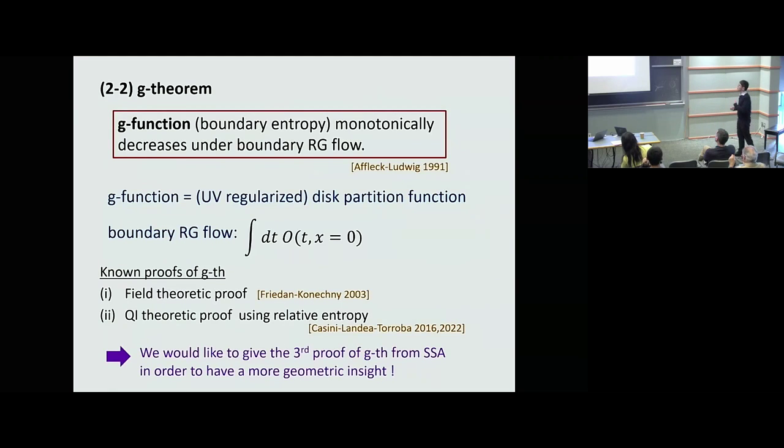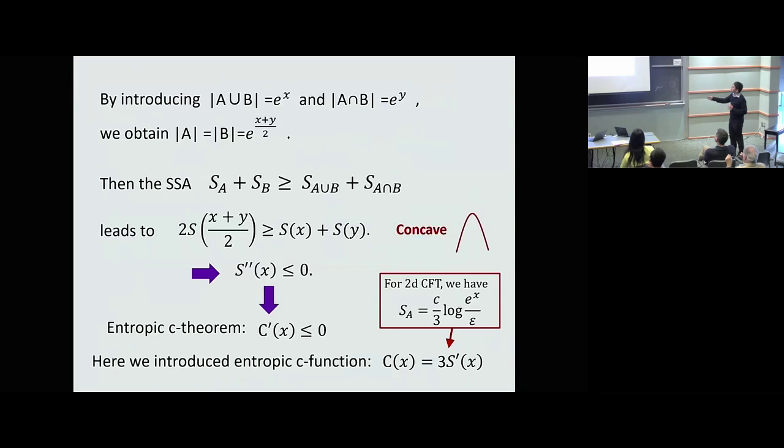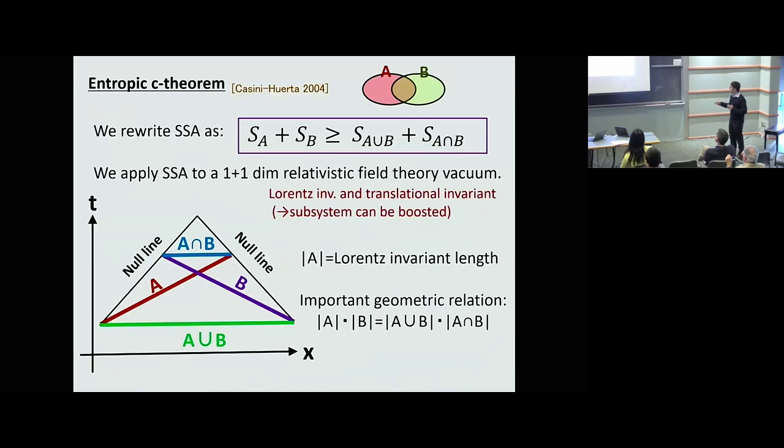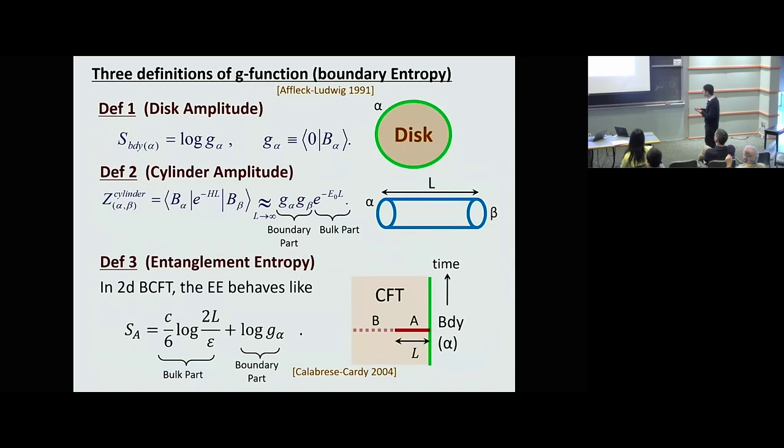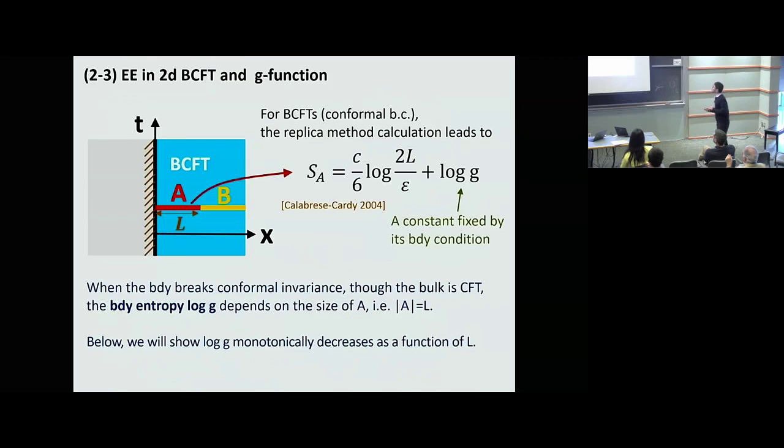And even though this is a third proof, I think it's quite useful because it's purely geometric, right? Like this one, like this way. So we can see this quite geometrical nature of the g-theorem. So that's what I would like to give first, and that's actually the main point of this talk.